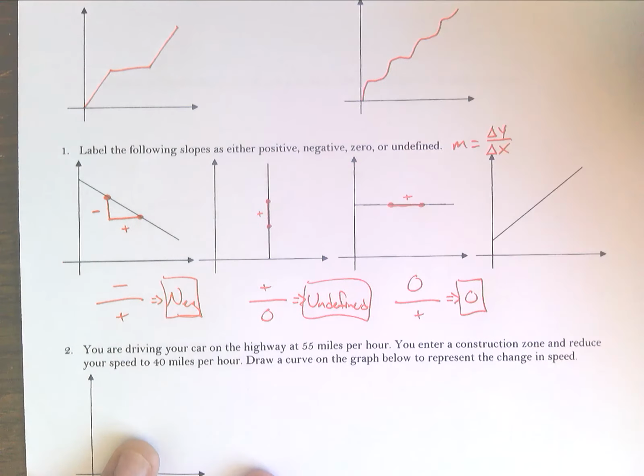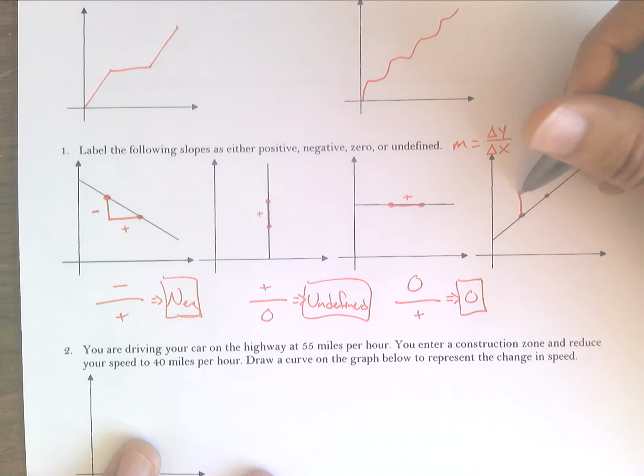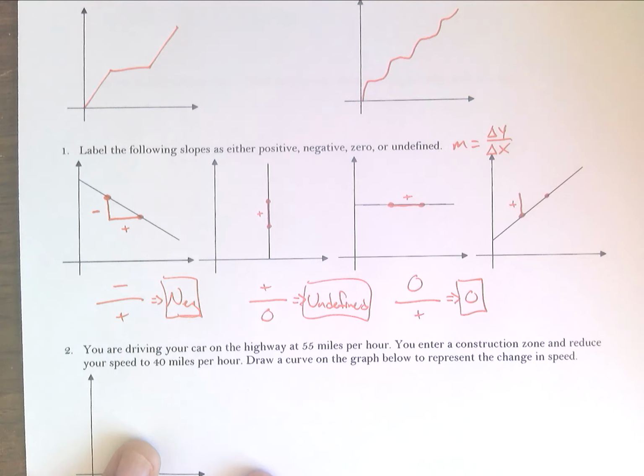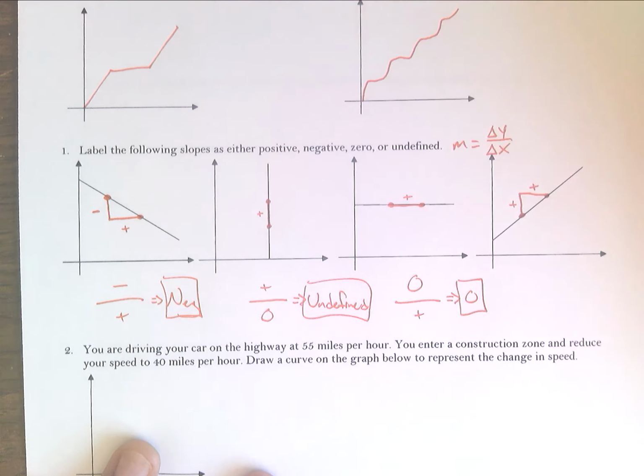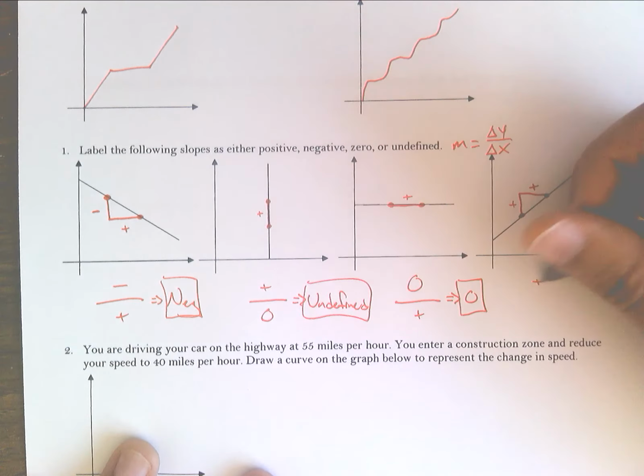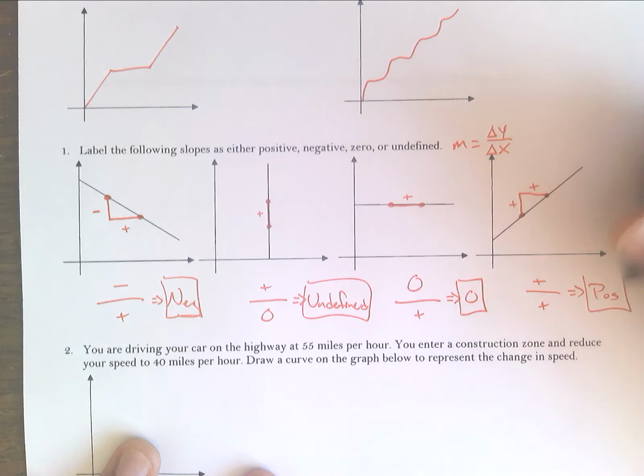And last but not least, choose 2 points on this one. Our change in y, or vertical change, is we're going up here. And then our change in x, or our horizontal change, we're going to go right. That's also positive. So you have a positive over a positive, which means a positive slope.